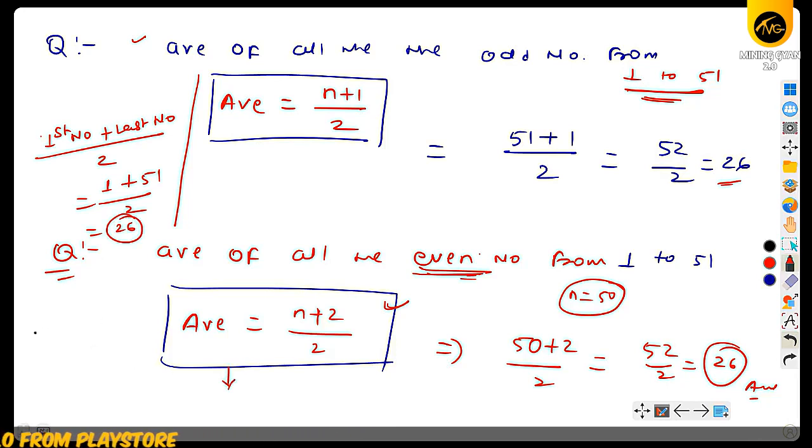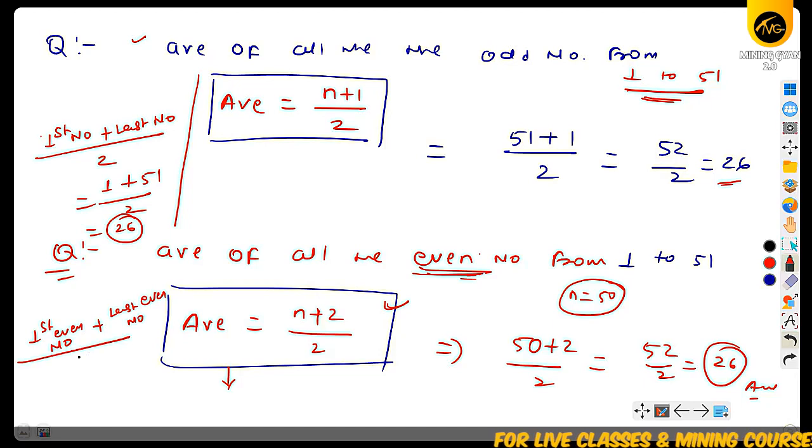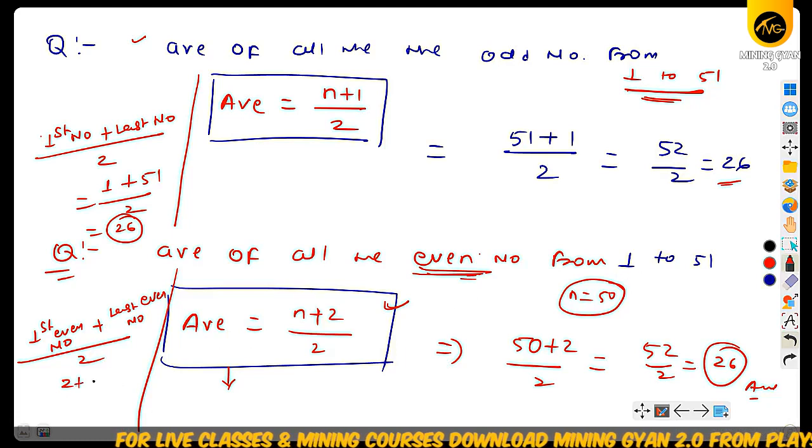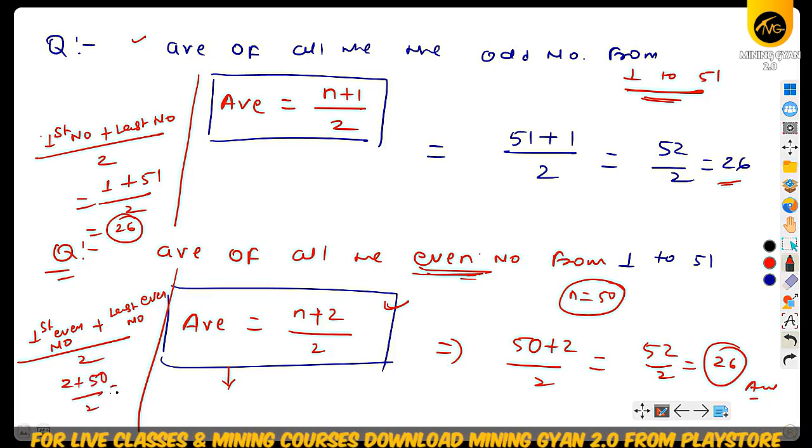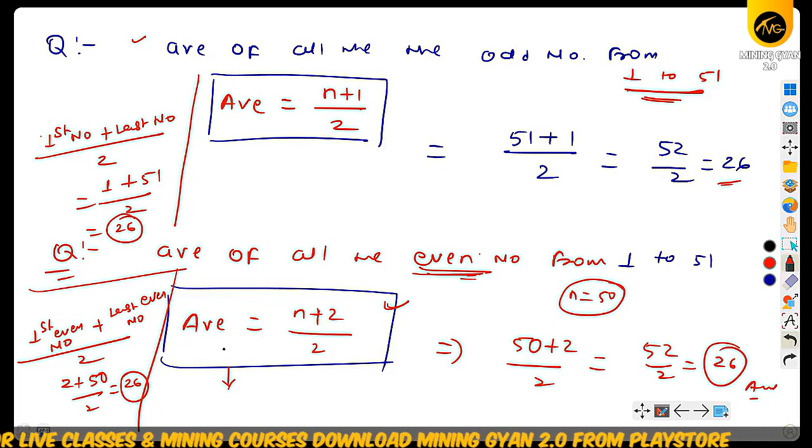Similarly, you can use the first even number plus last even number divided by 2. So first even number is 2 and last even number is 50, and divided by 2 is equal to 26, that is 52 divided by 2, that means 26. So these are the two formulas you can use to find the answer of this question.